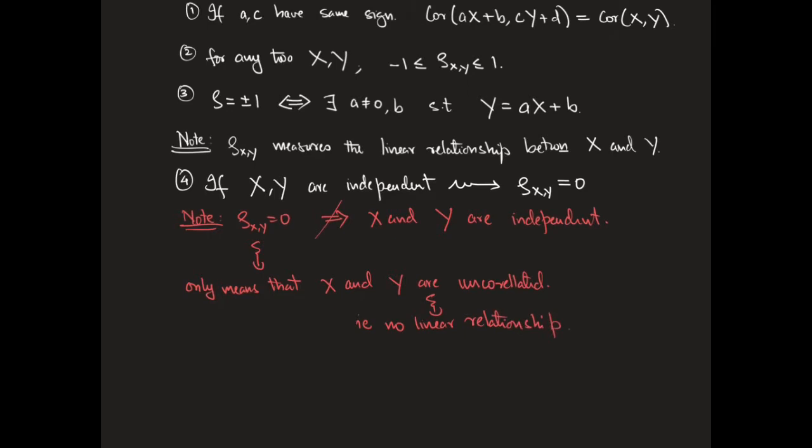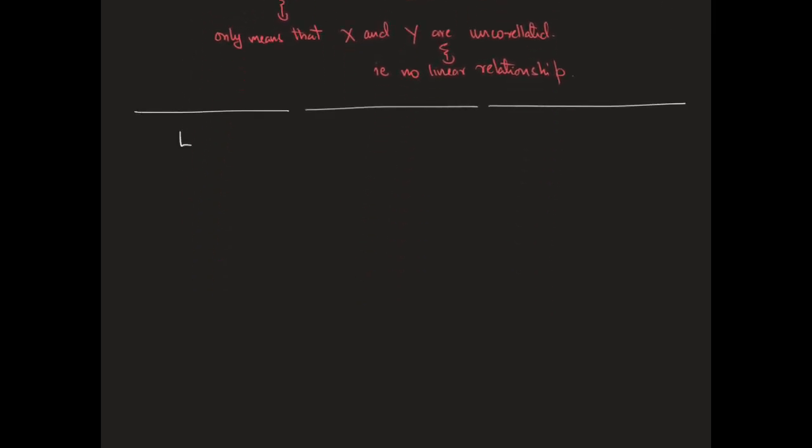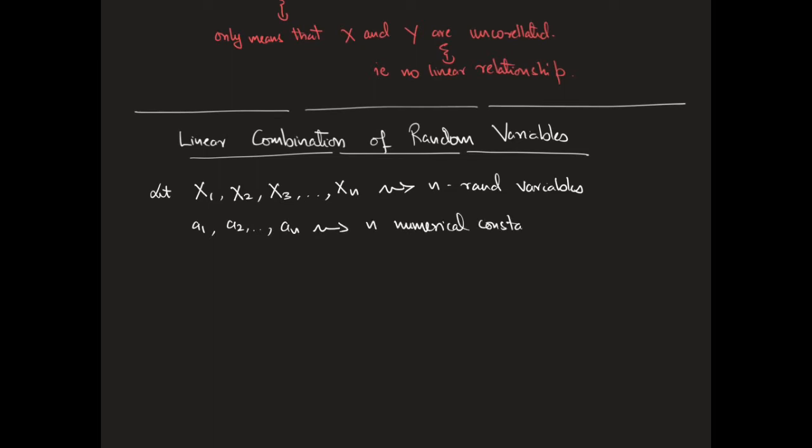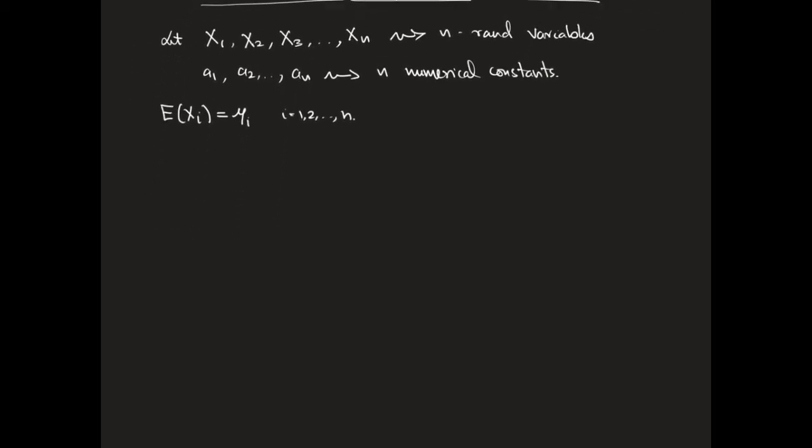We finish up this video by talking about linear combinations of random variables. Suppose we have n random variables, x1, x2, x3, all the way up to xn, and a1, a2, all the way up to an are n numeric constants. Suppose the expected value of xi is equal to mu i for i between 1 and n. We define the random variable y as the linear combination of the xi's given by the following sum.